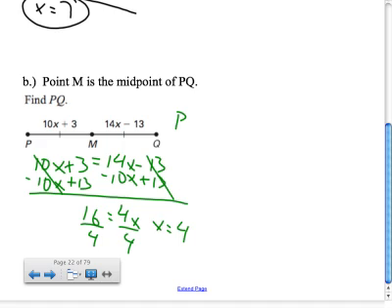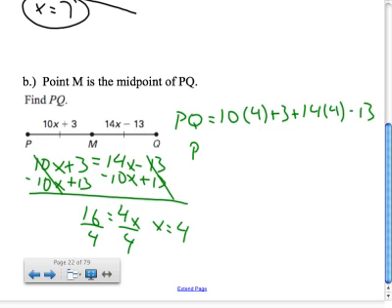So PQ equals 10 times 4 plus 3 plus 14 times 4 minus 13. Add all the pieces together. So PQ equals, that's 40. So we got 43. This guy here is 14 and 4, that's 56. So I have 40 and 43, 56. I'm doing this all mentally, I don't know why.